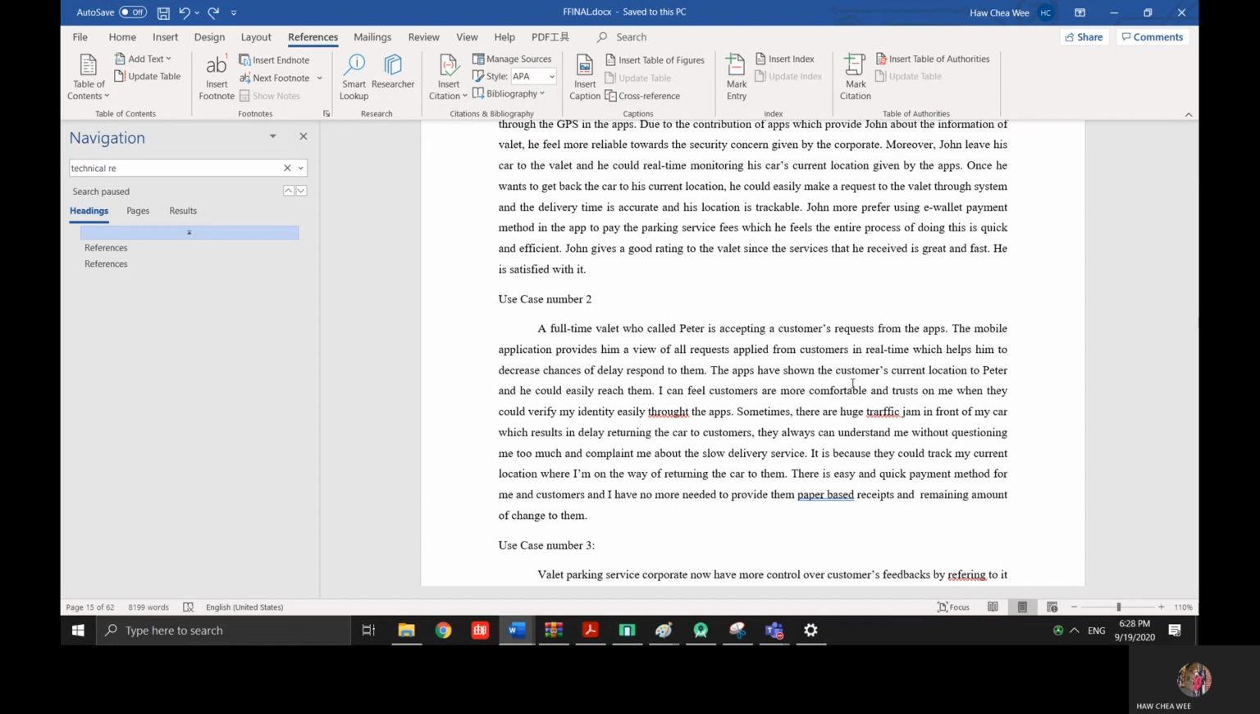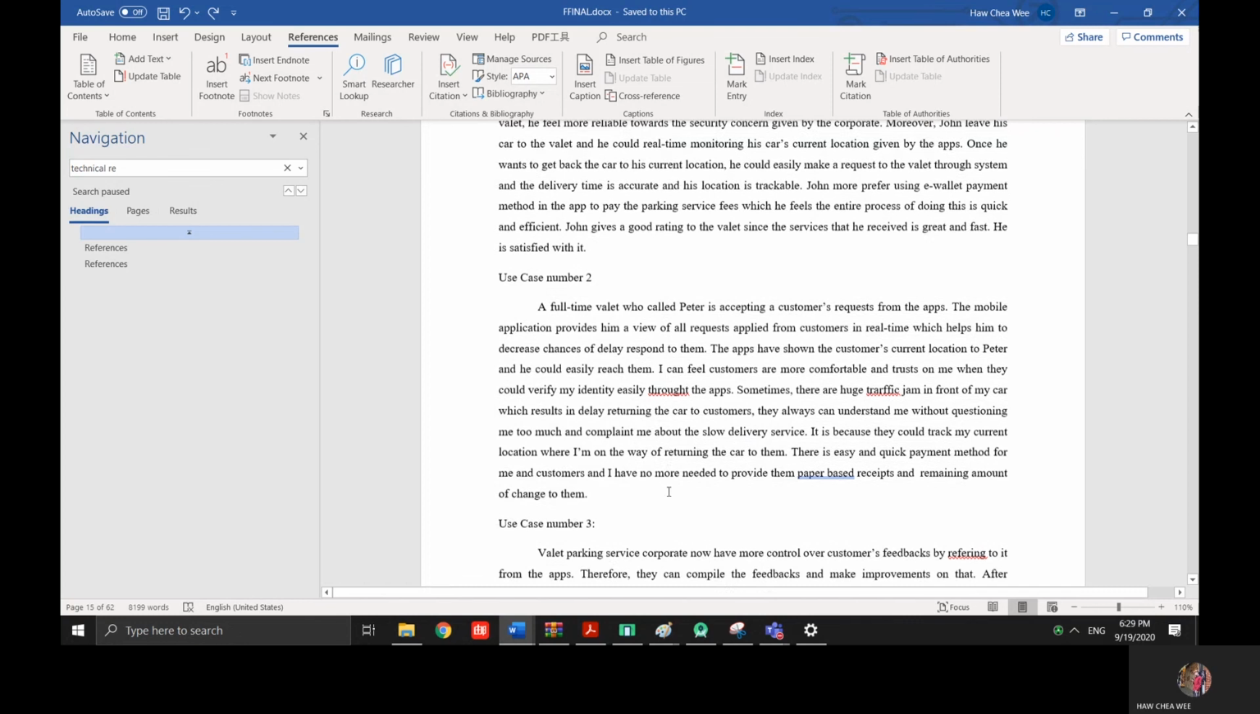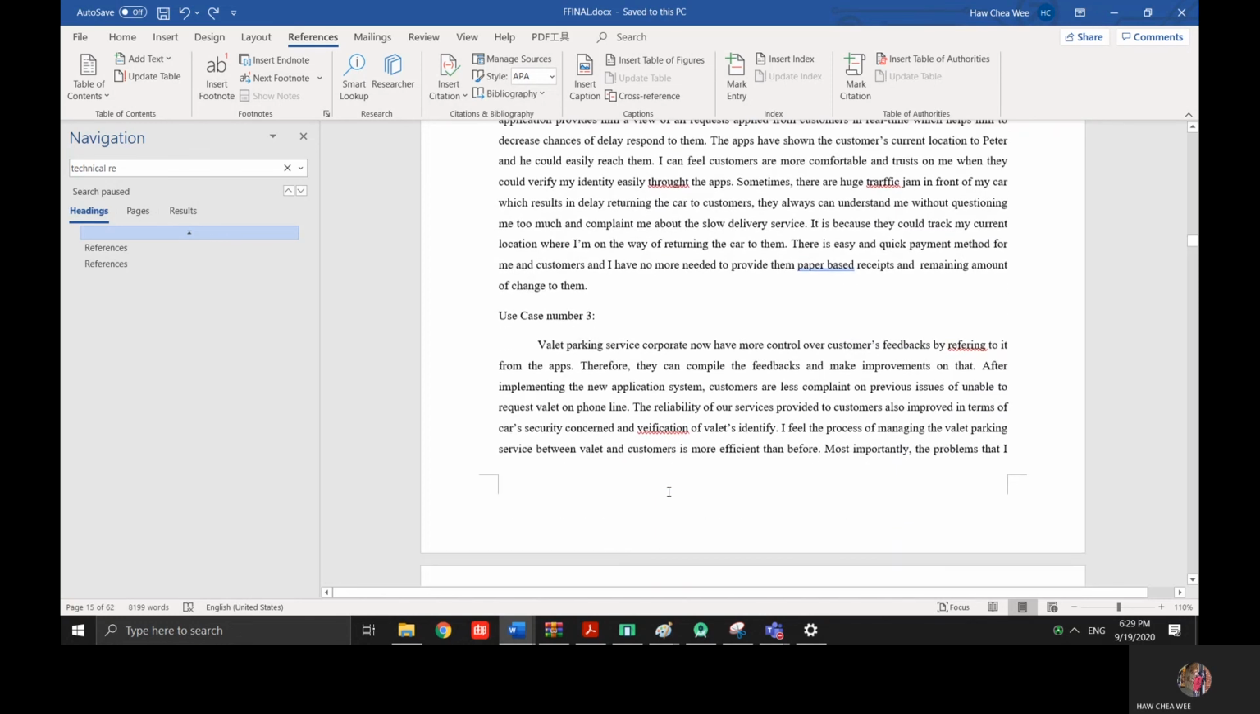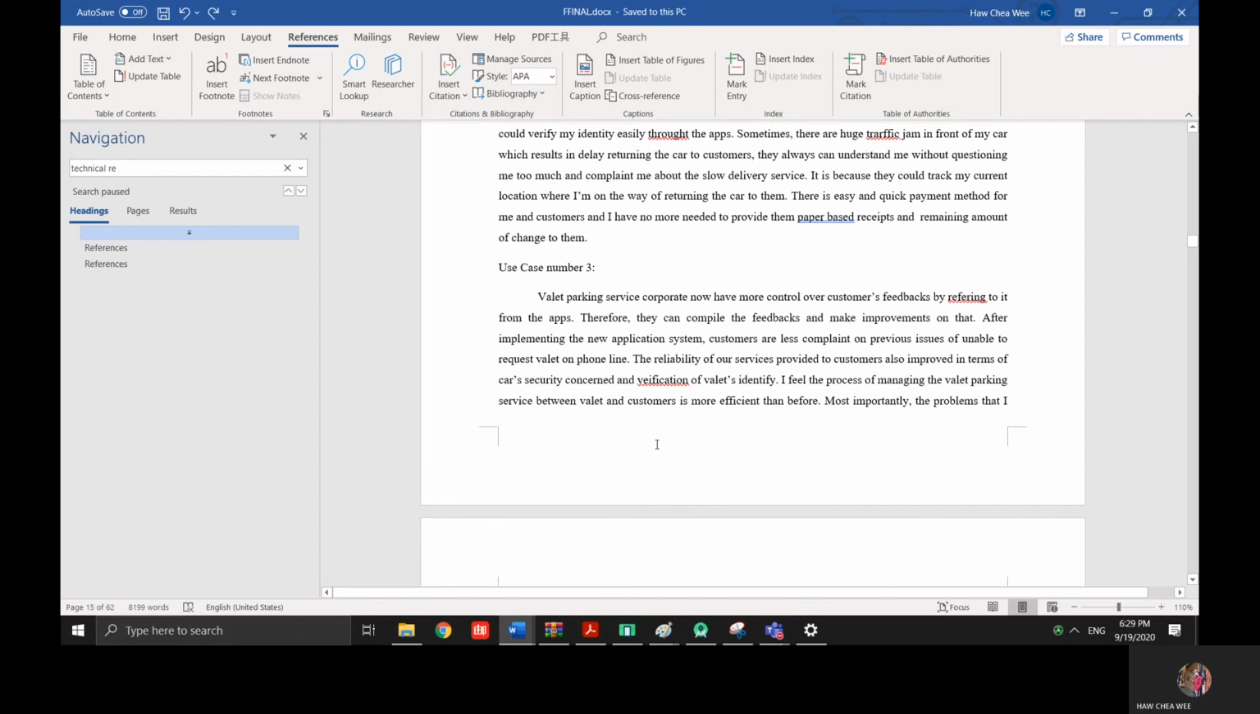Sometimes there is a traffic jam in front of Peter, so there is some delay in returning the car to the customer. Because customers can view their car's location, they won't question too much. And also the payment method that Peter feels is good, because there is no more need to provide a paper-based receipt and also the remaining amount of change to them.